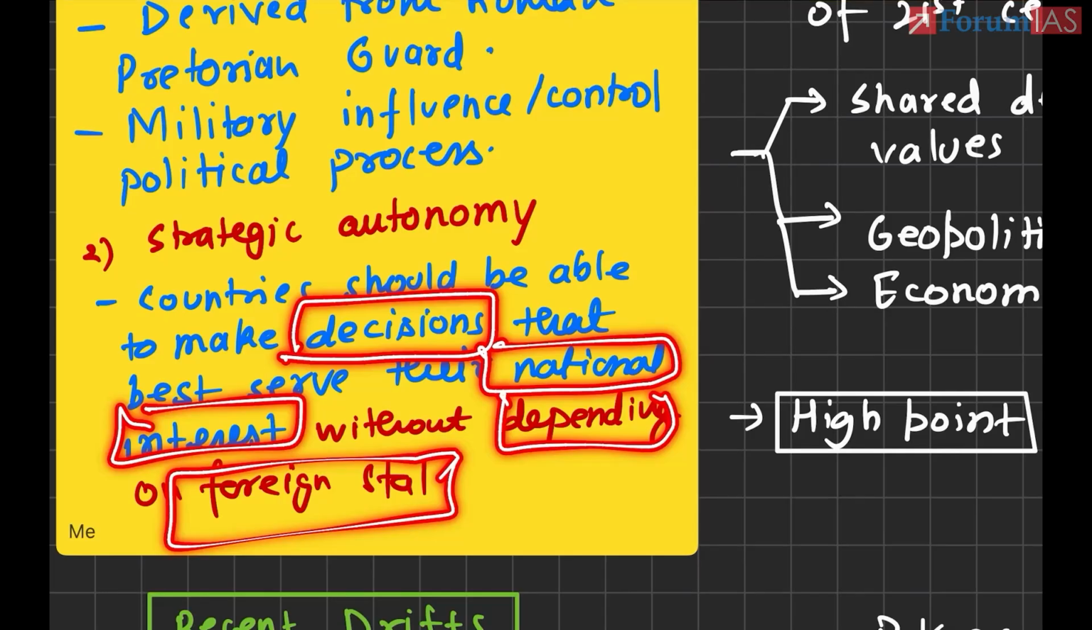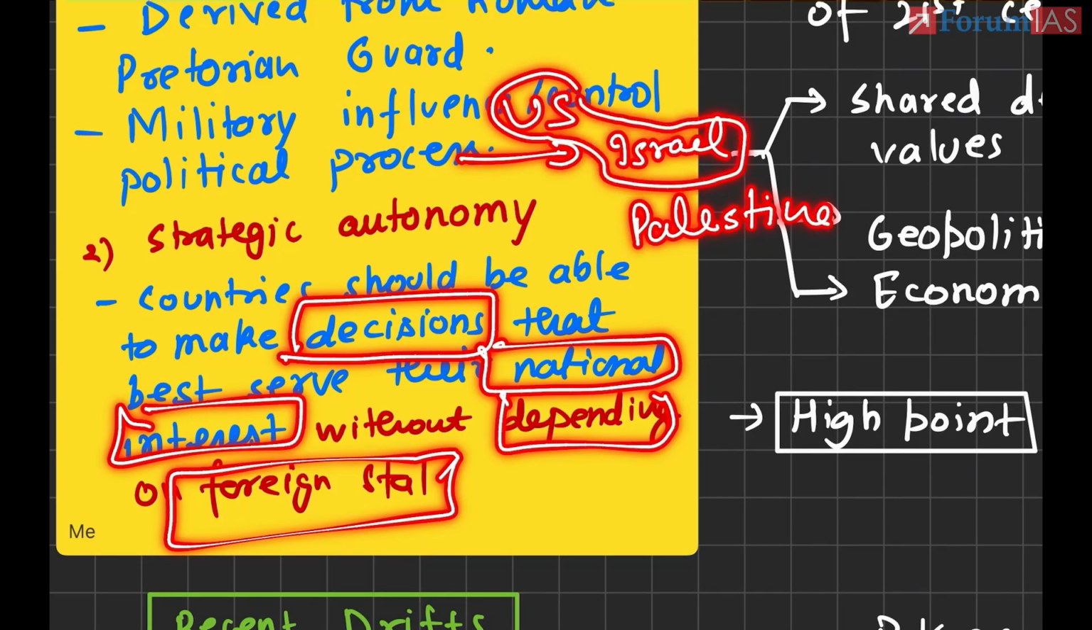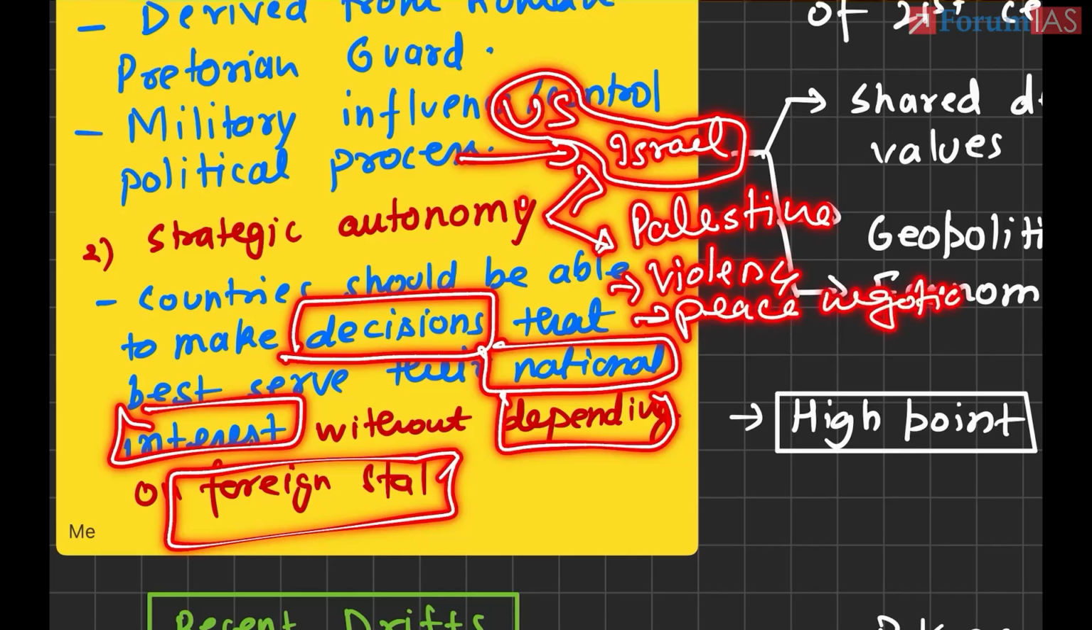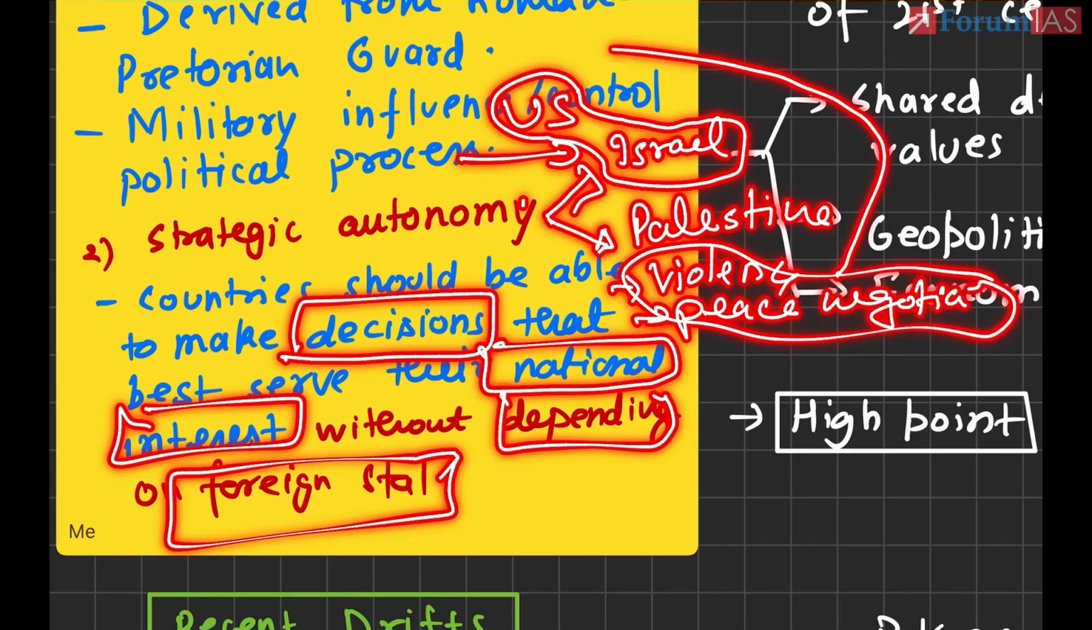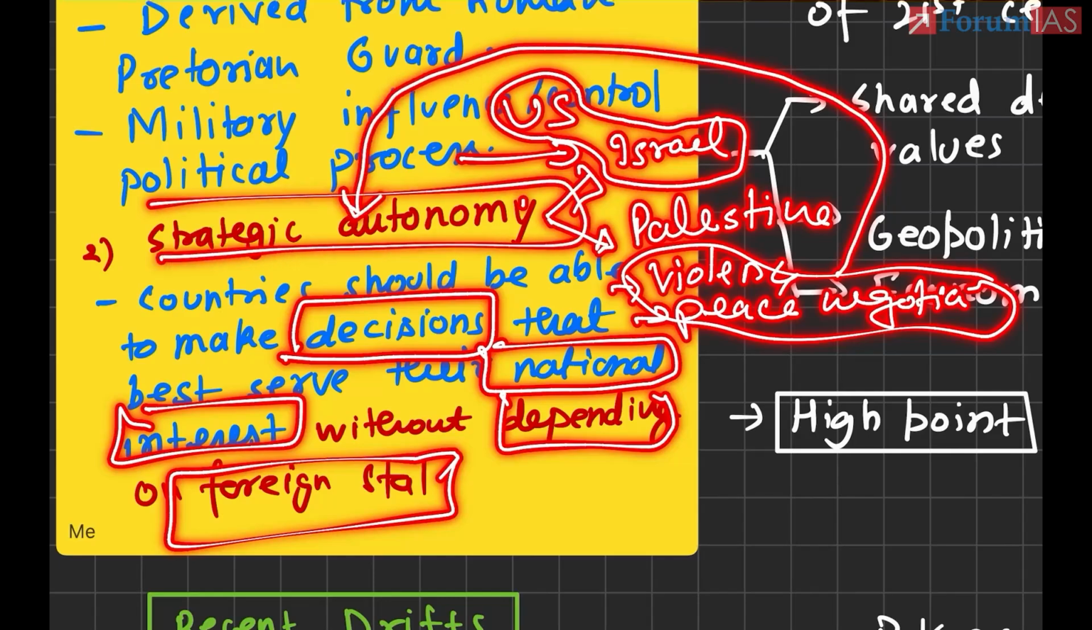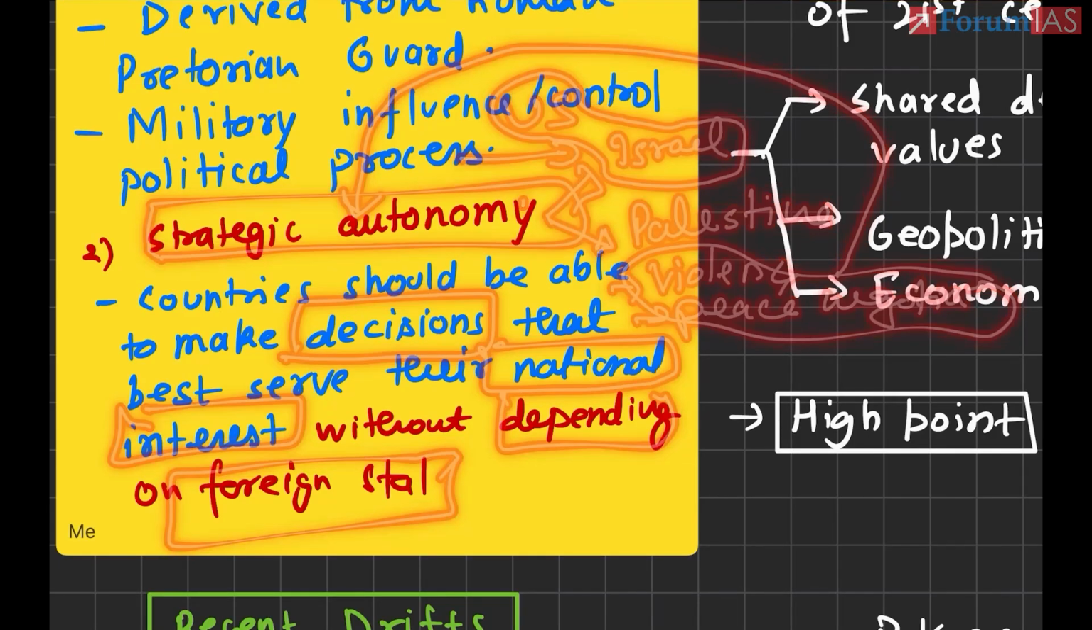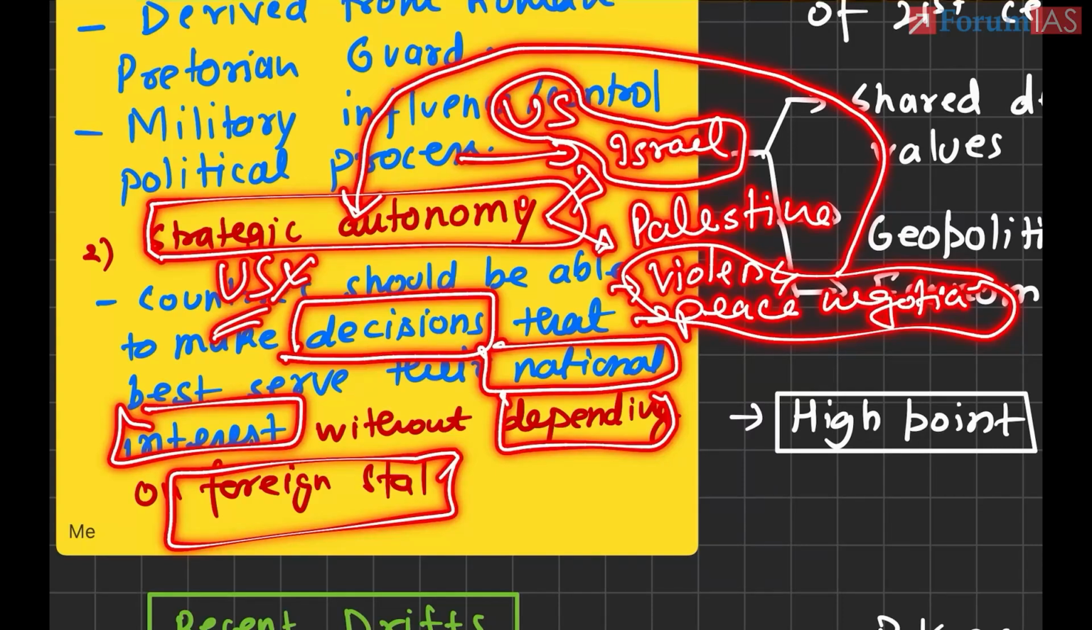For example, in the Israel-Palestine conflict, the US is completely with Israel because they have a sort of alliance. However, India is with both Israel and Palestine. India is against violence. India is for peaceful negotiation. So that's how India exercises its strategic autonomy, and that is what the US does not like. We will discuss in this article why.